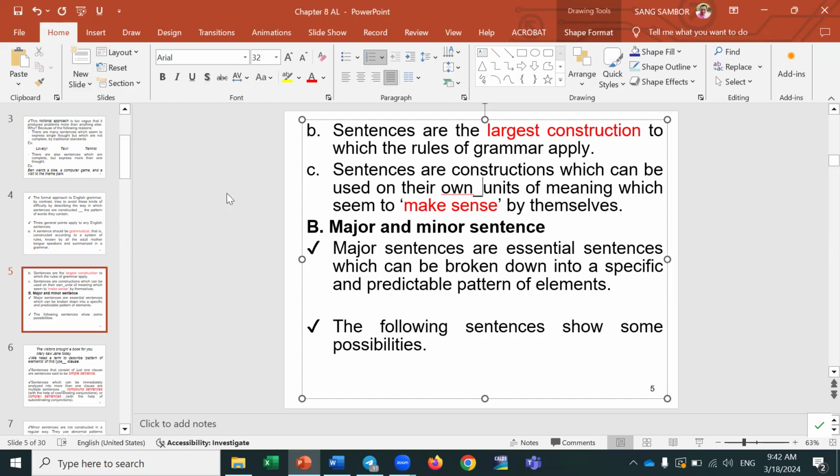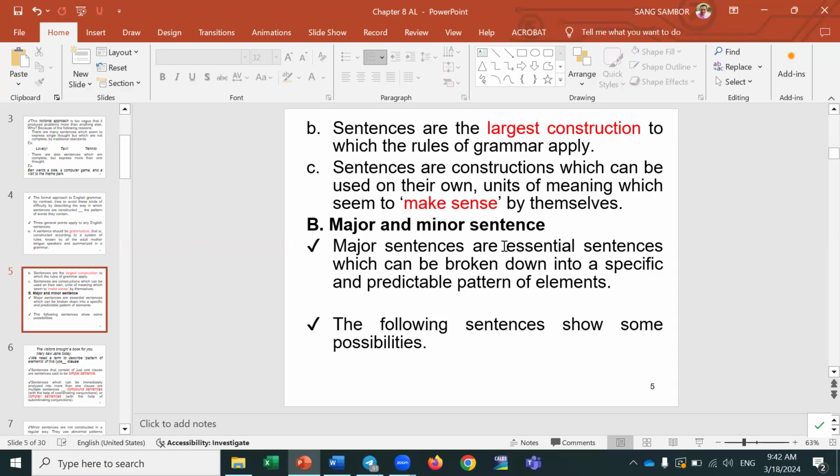The third one: sentences are constructions which can be used on their own, units of meaning which seem to make sense by themselves. So the one which is considered a sentence should be the one which can stand alone on its own and express a complete meaning, or the one which makes sense.